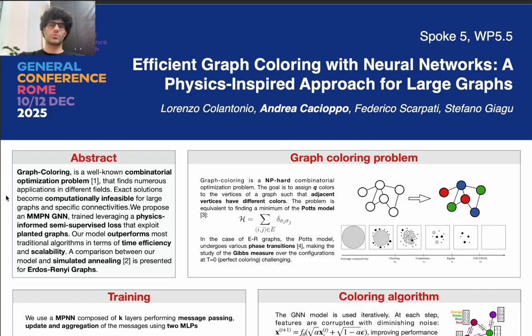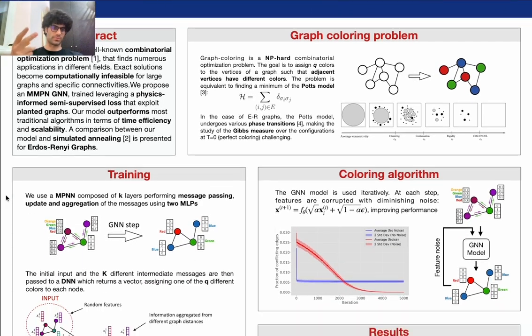Mathematically, this is equivalent to finding the ground state of the Potts Hamiltonian, which is the generalization of the Ising Hamiltonian to a system made of particles with Q spin states instead of 2.